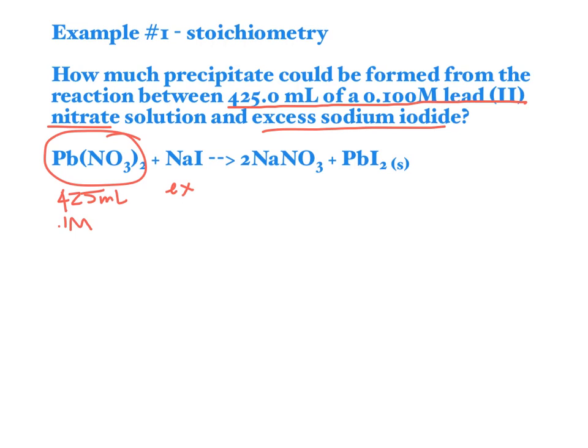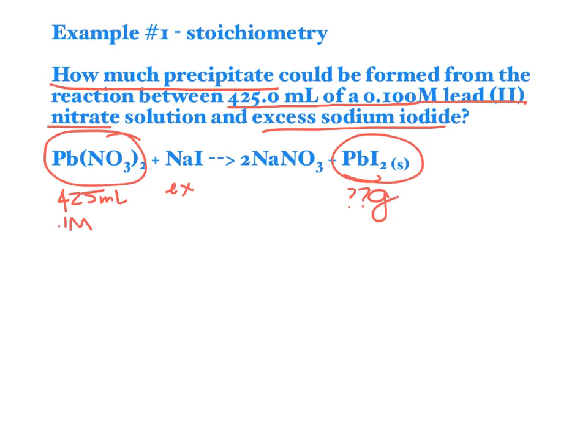The other part is that the question is asking how much precipitate could be formed. Remember, this was the precipitate, so that's what I'm trying to find. When it asks for how much, that's my unknown, and the units for how much are always going to be in grams. So now that gives me a clearer picture of what I need to do.